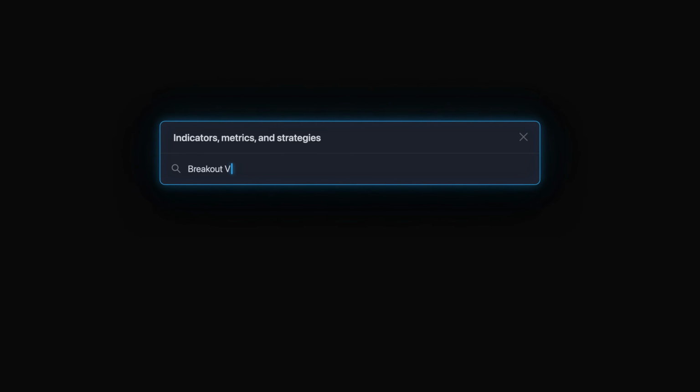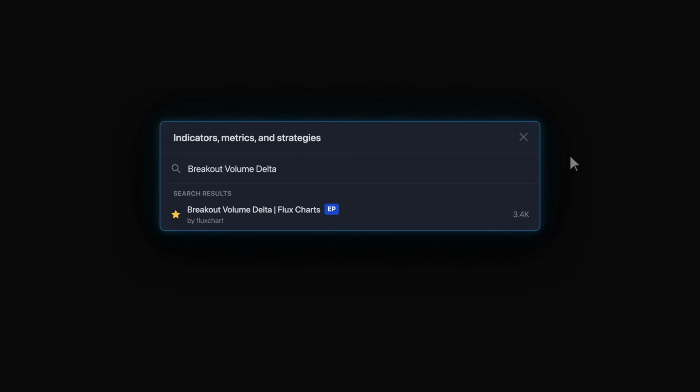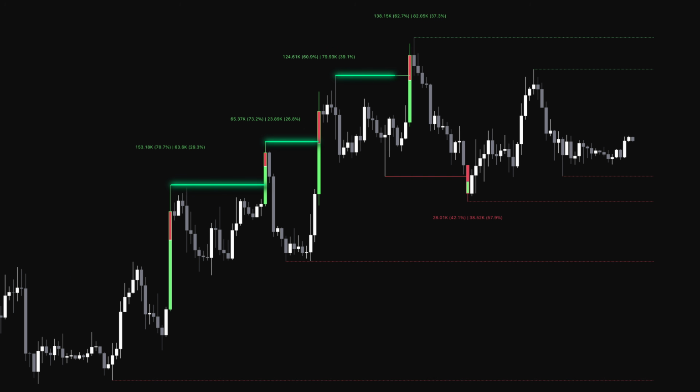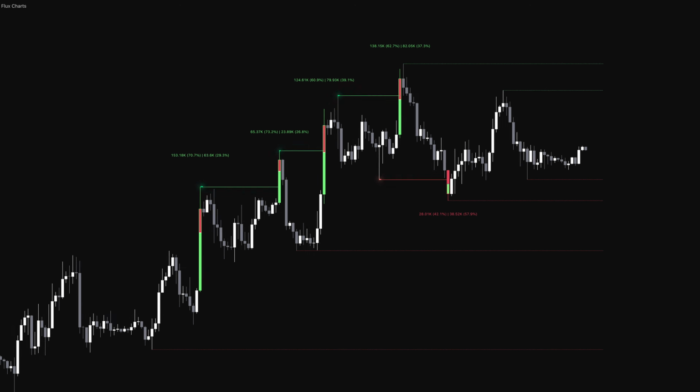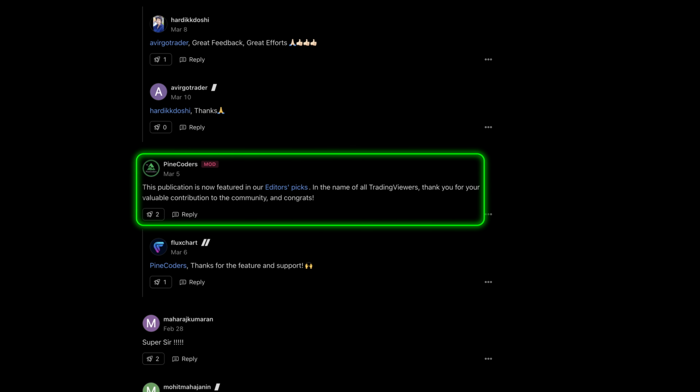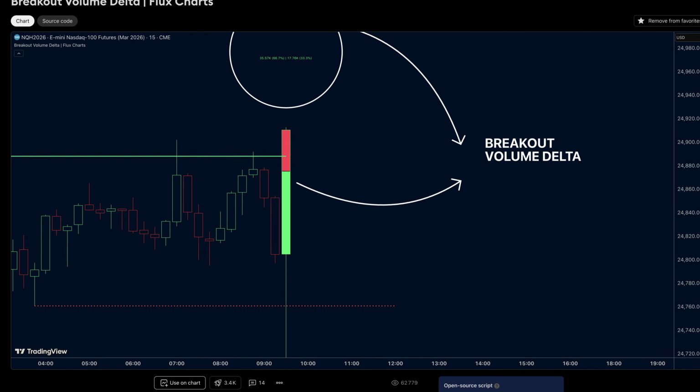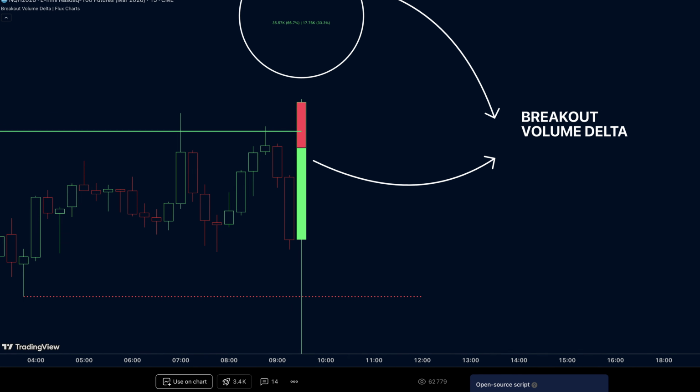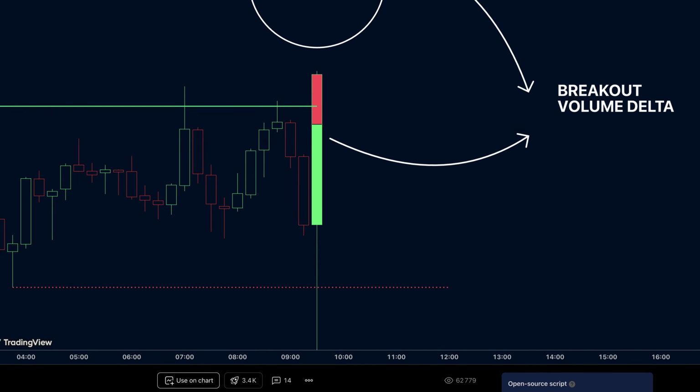Breakout Volume Delta, created by Flux Charts, is a structure-based breakout confirmation tool that focuses on the exact moment a swing high or swing low gets broken, and visualizes the buy versus sell pressure inside that breakout candle. It has earned an editor's pick and a strong reception from users on TradingView, which is worth flagging up front, because it tells you the visual concept genuinely resonates with breakout traders.